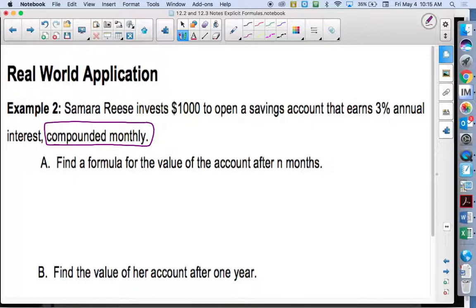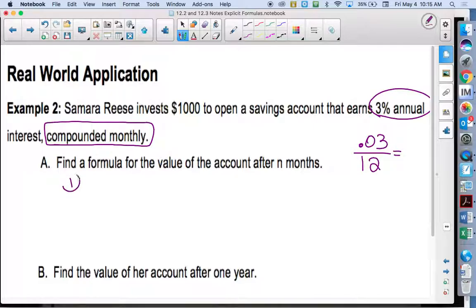So compounded monthly with interest. David, do you divide by 12? Right. We have to take our annual rate because that's what the rate is for the whole year, but we're earning interest every single month. So we have to take that rate and divide it by 12.